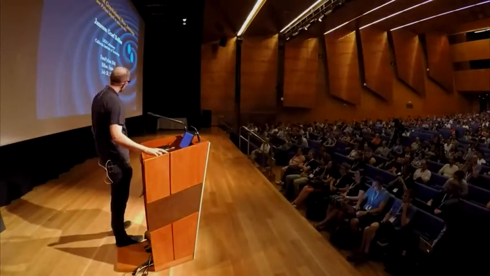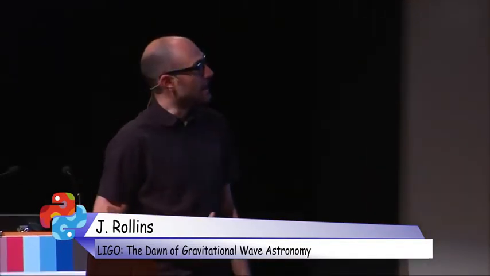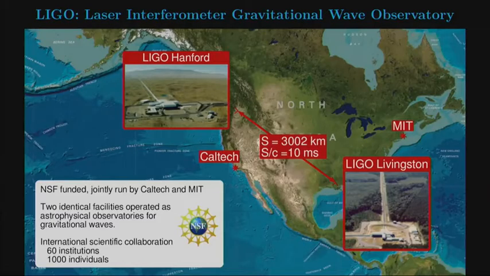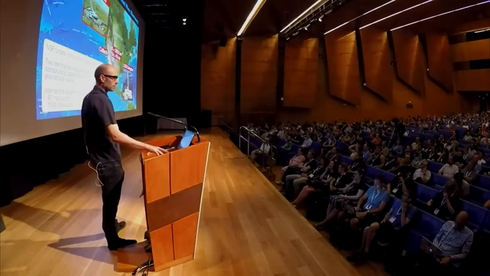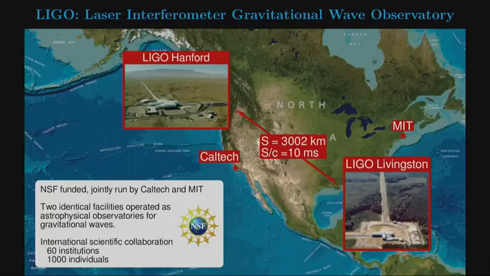Ooh, very good. All right, so yes, I'm Jameson Rollins. I work for the LIGO project, which is a project to detect gravitational waves. Brief overview, it consists of these two big interferometers, which I'll describe in a minute. It's an NSF project in the United States, although we have many international collaborators, 60 institutions, 1,000 individuals around the world. The two observatories are separated. One is in Washington State, and the other is Louisiana, 3,000 kilometers, 10 milliseconds.